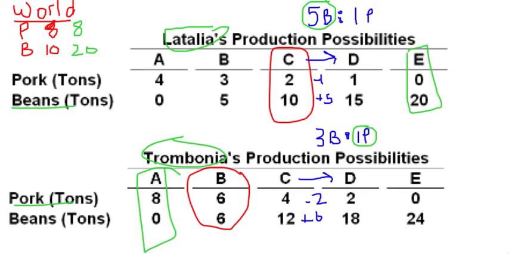And I apologize, because here this should have been 16 beans at the beginning. So we can see after specialization and trade here in the green, overall in the world we're going to gain 4 more beans than what we had before when they weren't trading.